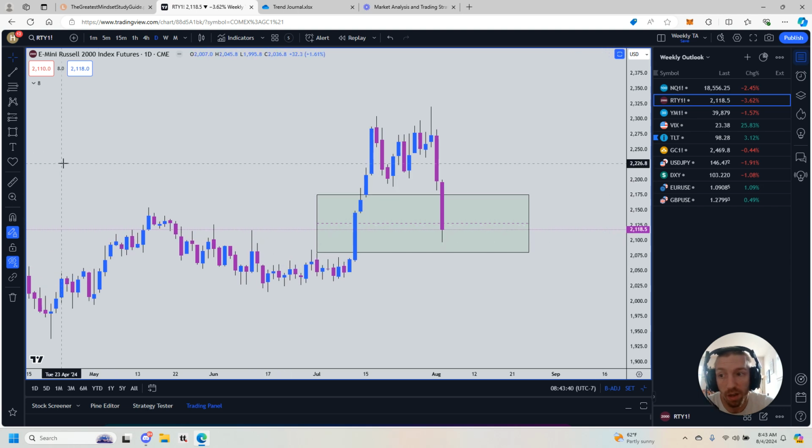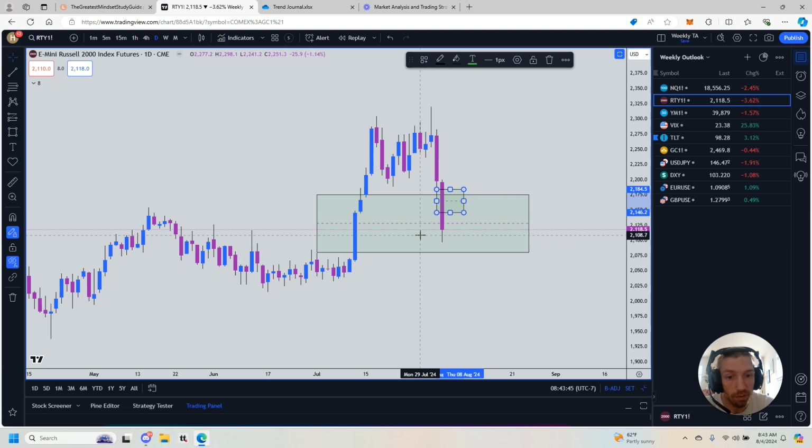So if we do create a fair value gap on the next day or so, we could look for something like this to move into and then possibly come back down to. I would expect it to come back down to this 2000 level if it doesn't bounce here.